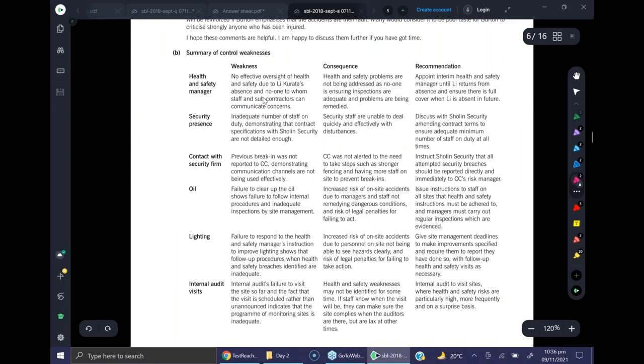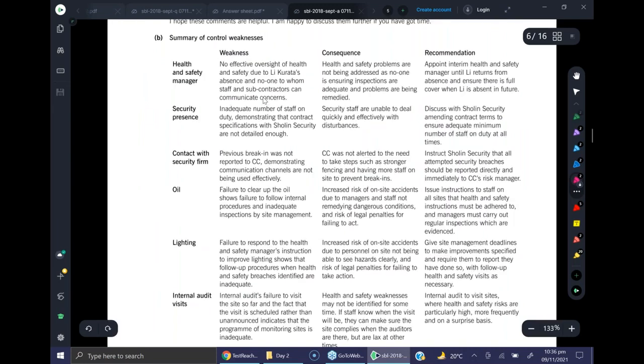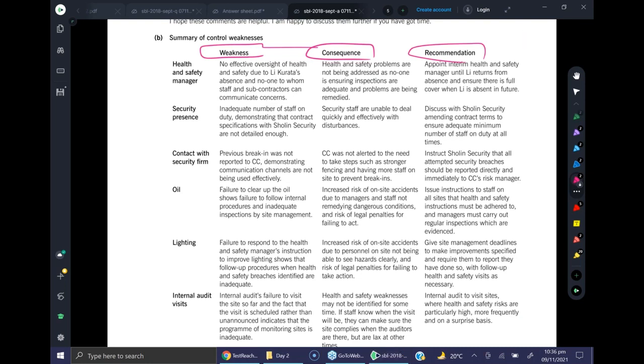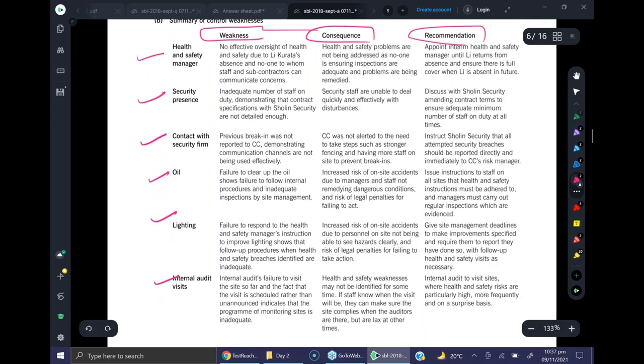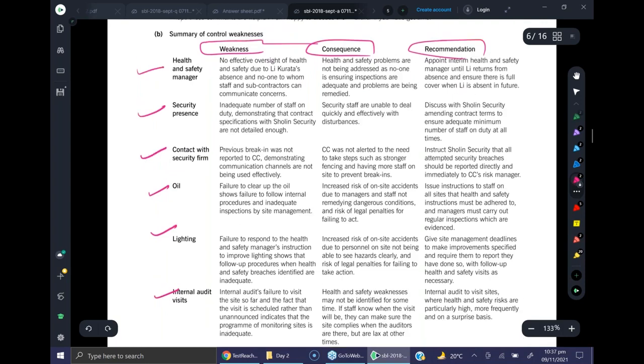The summary of control weakness. This is the actual examiner's answer. So there are 3 columns: weakness, the consequence of the weakness, and recommendation. And you can see that the examiner has not written long paragraphs. Very quick answers. So health and safety manager being absent, security presence, contact with security firm, lighting, internal audit visits. So all of these problems are discussed here. And there are either 1 or 2 recommendations at maximum given.